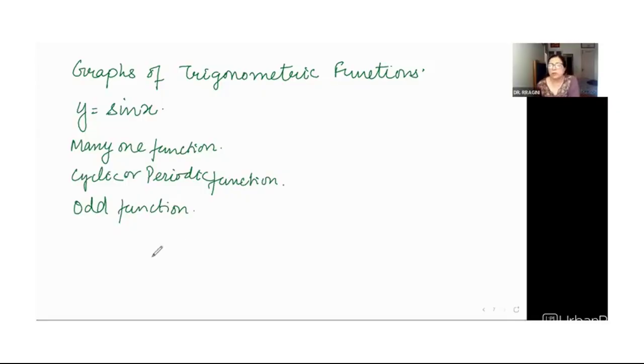Now, what is a many-one function? Why do we call it a many-one function? Because you must have learned this in the functions chapter also, when you had done these types of functions. Sin x is a periodic function. Let me draw this graph first to explain you a few things. I will try to make it as clear as possible.